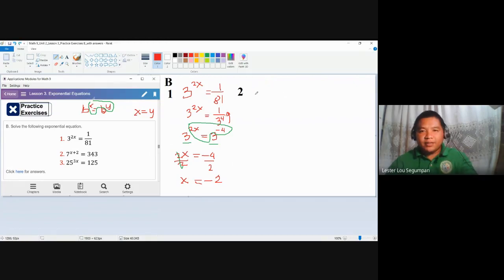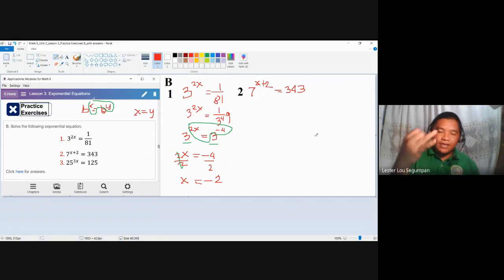Let's make it better. 7 to the power of x plus 2 is equal to 343. Now, we could actually express 343 as base 7. You don't know how? You simply try to multiply 7 by 7. You'll have 49. And multiply again 7 by 49, you will reach 343. So 7 times 7 is 49, times 7 is 343. In short, 343 can be expressed as base 7, just like the left-hand side.